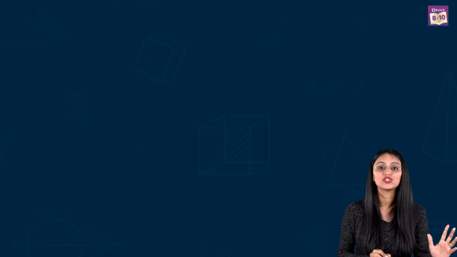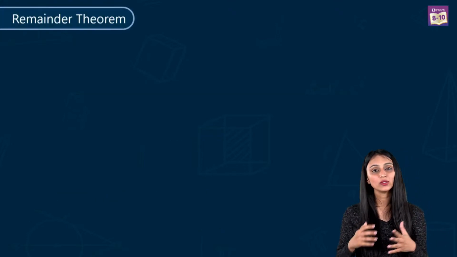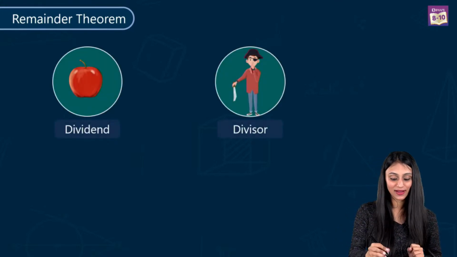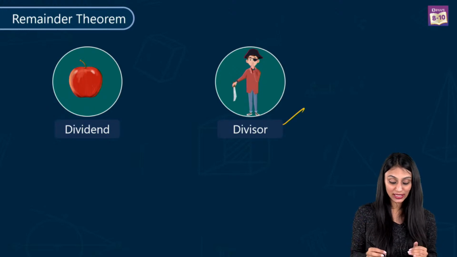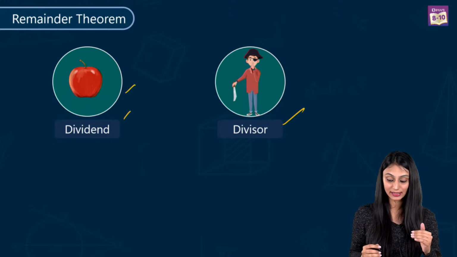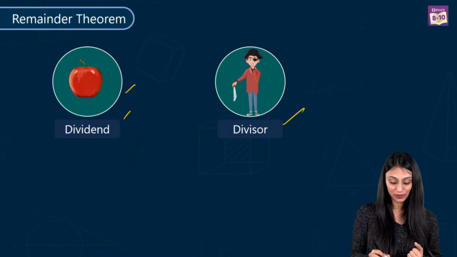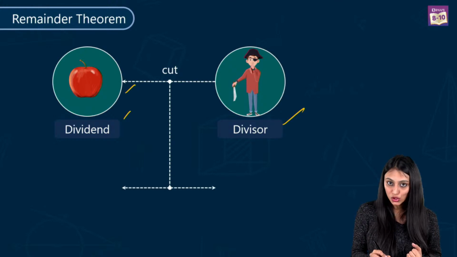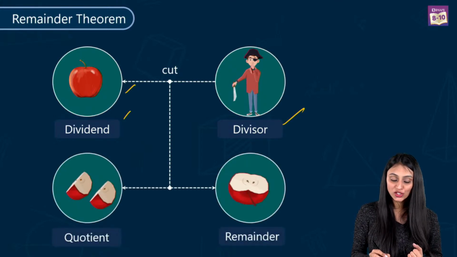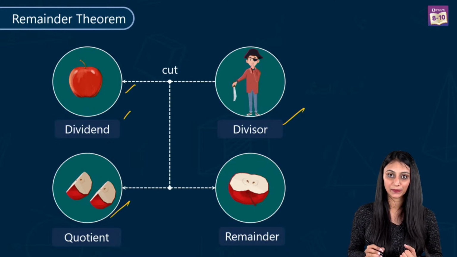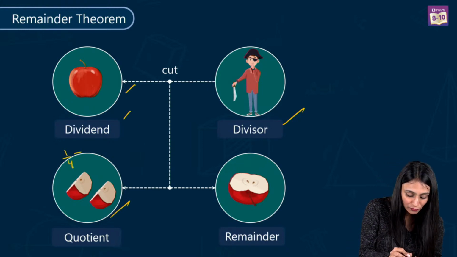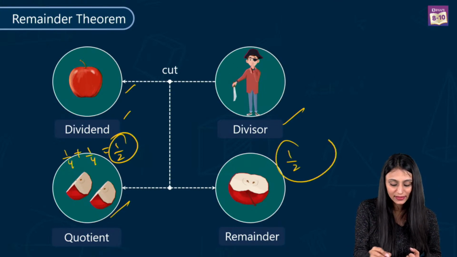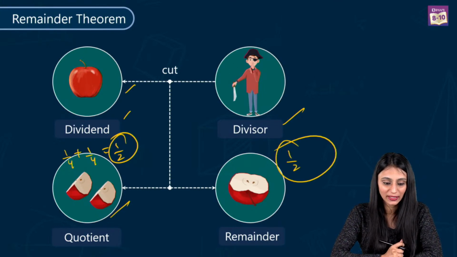Alright, so this is the division that you have already learned. Now let's try to understand the remainder theorem by an animated story. Here in the story, this divisor depicts a person who cuts this apple, which depicts the dividend. When he cuts the apple, we get the quotient and the remainder. The quotient is the part fully cut by the person. So what do we get here? We get 1/4 plus 1/4, which is exactly half of the apple, and the other half is the remainder of this apple, right?